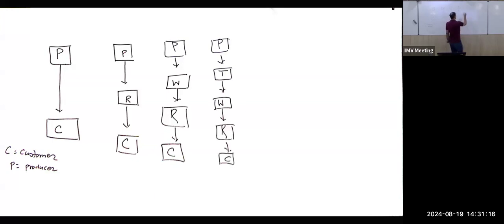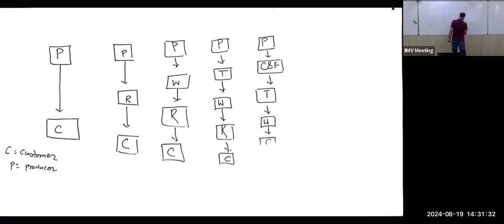Or it's possible that the producer sends the product to a carry and forward agent, the CNF agent, which takes it to the trader. The trader takes this product to the wholesaler. The wholesaler takes this product to the retailer, and the retailer takes this product to the customer. So there will be different intermediaries coming in between to deliver the product from producer to customer. This we call the indirect channel. Now try to understand the indirect channel. There are different types of indirect channel we are talking about.